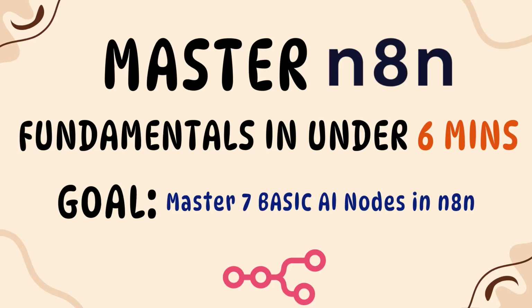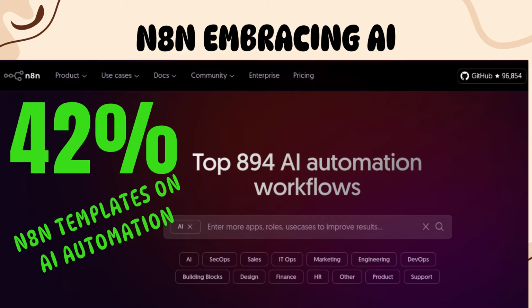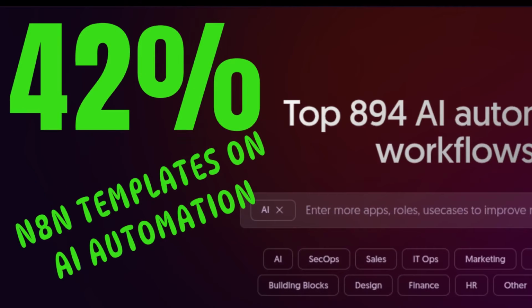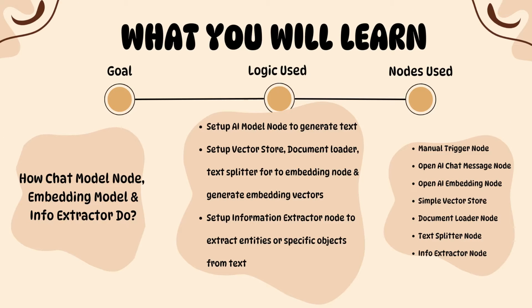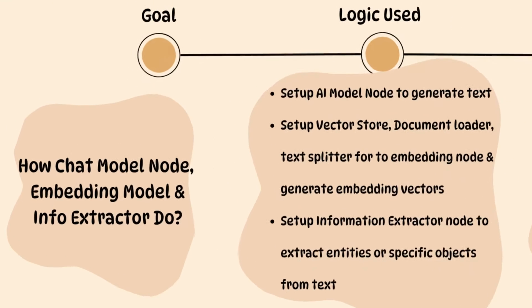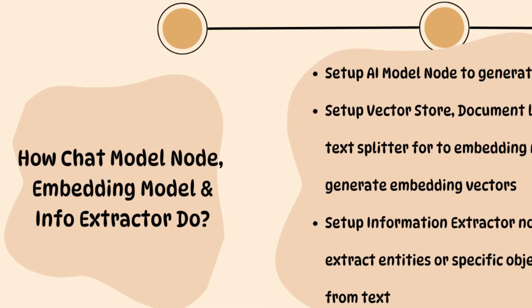You've probably heard of n8n AI automations, but did you know that 42% of templates on n8n's official site already use AI models? In this video, I'll show you the 7 n8n nodes that play an important role in the AI templates. Want to unlock the true power of AI in n8n? In this video, we'll break down how the chat model, embedding node, and information extractor node work, so you can start building smarter workflows today.